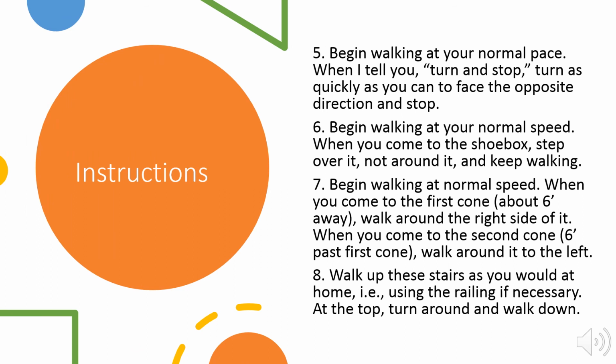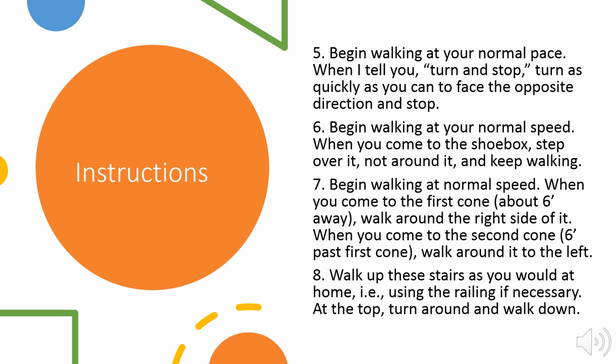For the second half of this test, you'll need to make sure that you've got the materials that we mentioned earlier. So you'll need a shoebox, 2 cones, and access to some stairs. For phase 5, tell the patient begin walking at your normal pace. When I tell you turn and stop, turn as quickly as you can to face the opposite direction and stop.